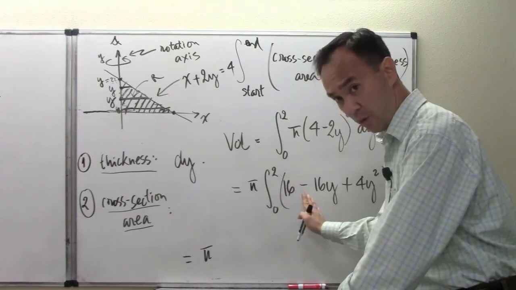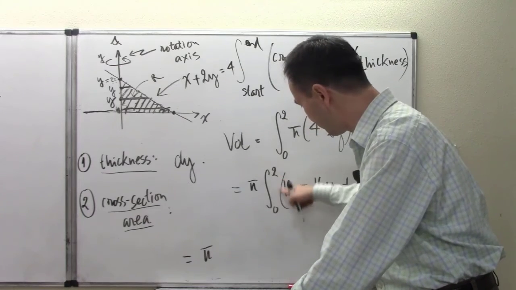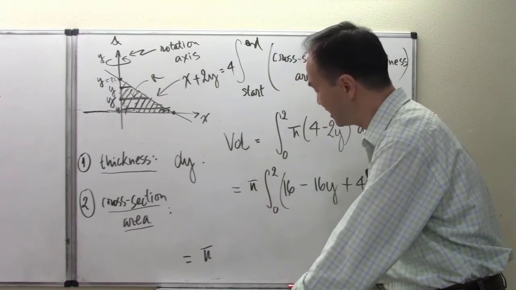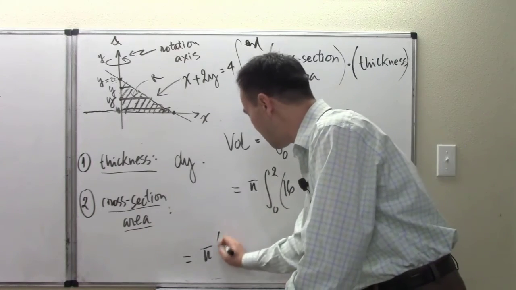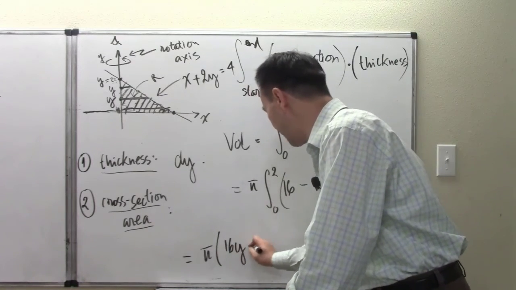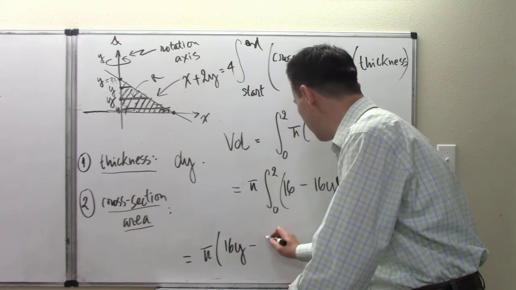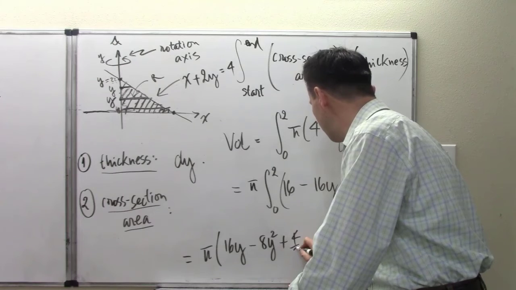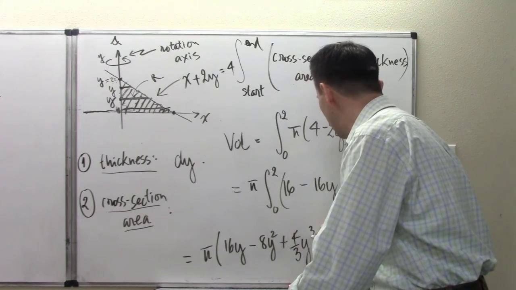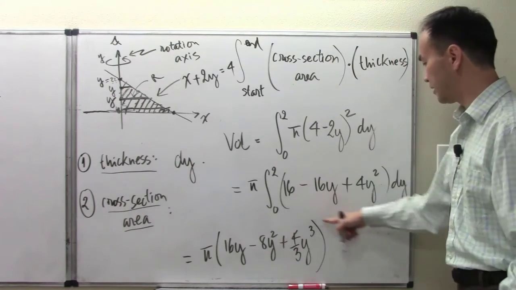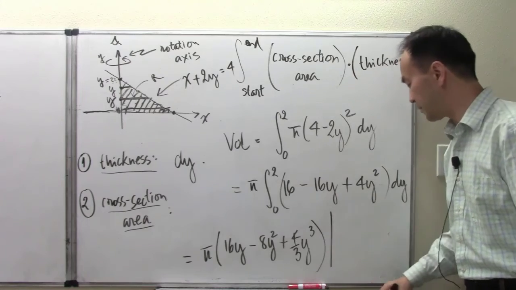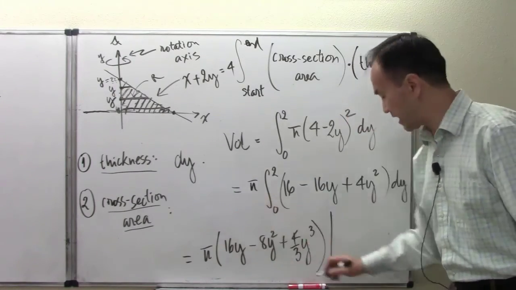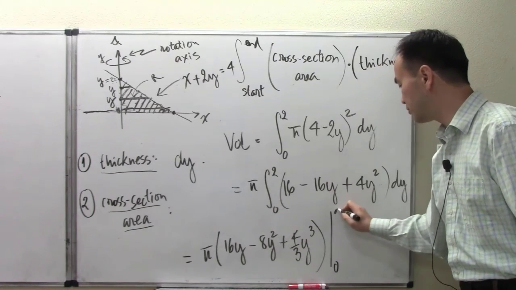In terms of y, of course, and all of these integral limits are now those values on the y-axis, as you have seen in that explanation earlier. So 16y minus 8y squared plus 4/3 y cubed. That is my antiderivative of this function of y. And now the fundamental theorem of calculus says, let's just evaluate this antiderivative from 0 to 2.